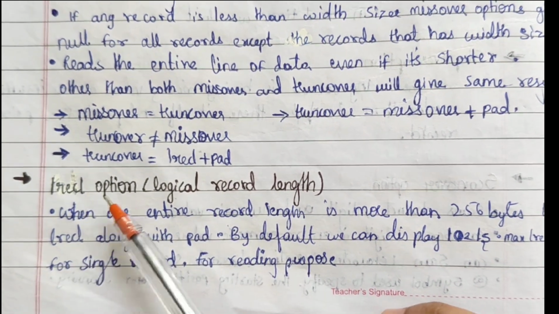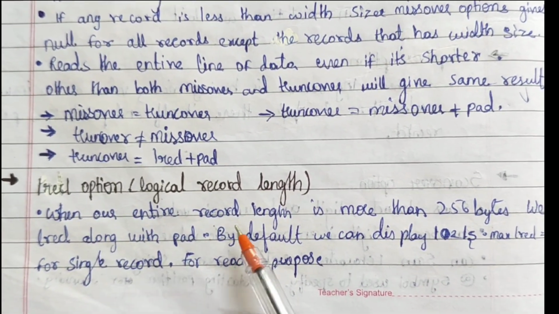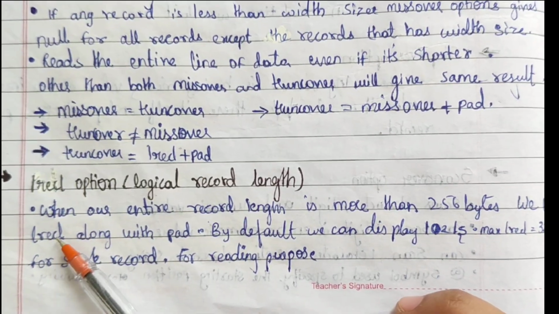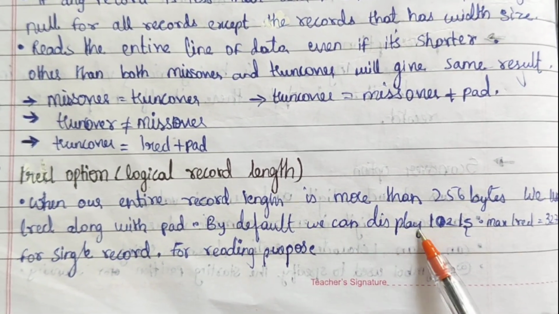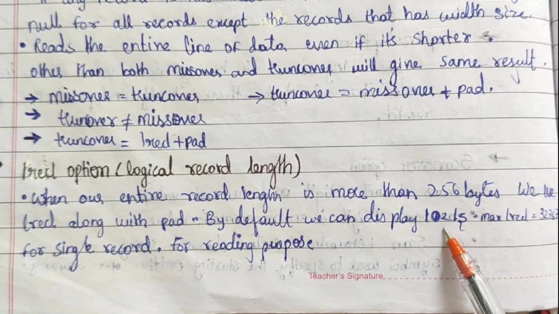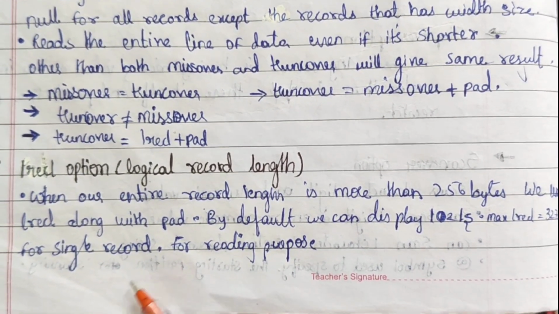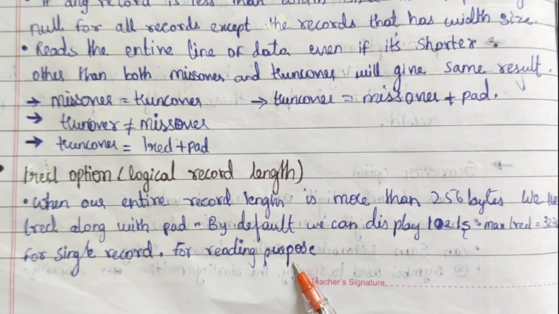You can see this is the LRECL option, logical record length. When our entire record length is more than 256 bytes, we use LRECL along with PAD. By default we can display a 102 line size. The maximum LRECL is 32767 for a single record. For reading purposes we will use this.